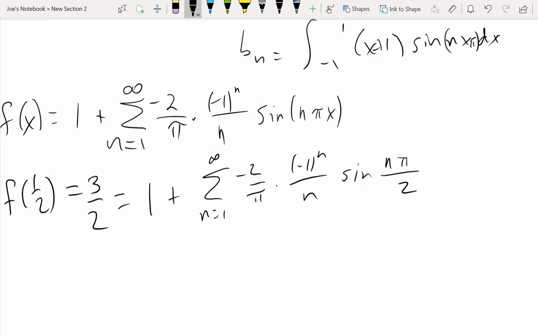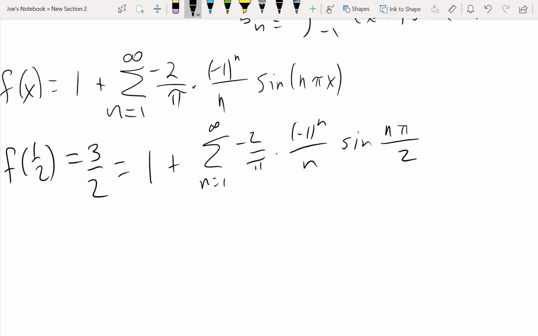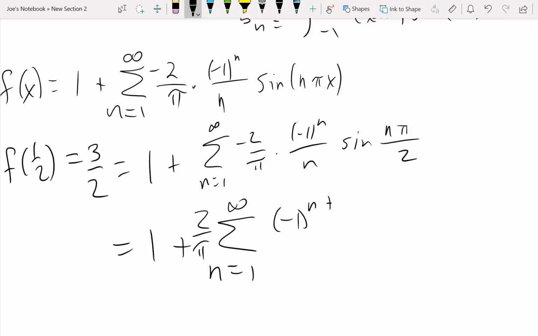So we can rewrite this as 1 plus the sum from n equals 1 to infinity. I'm going to pull the 2 over pi out in front, and this will be negative 1 to the n plus 1 over 2n minus 1. Only the odd terms survive, which is where I get the 2n minus 1 in the denominator.